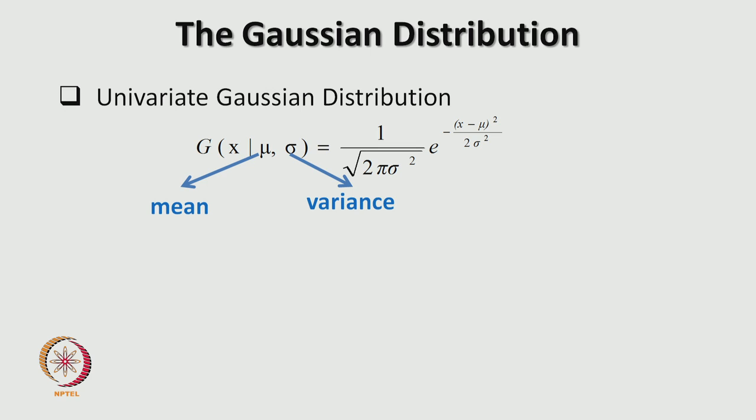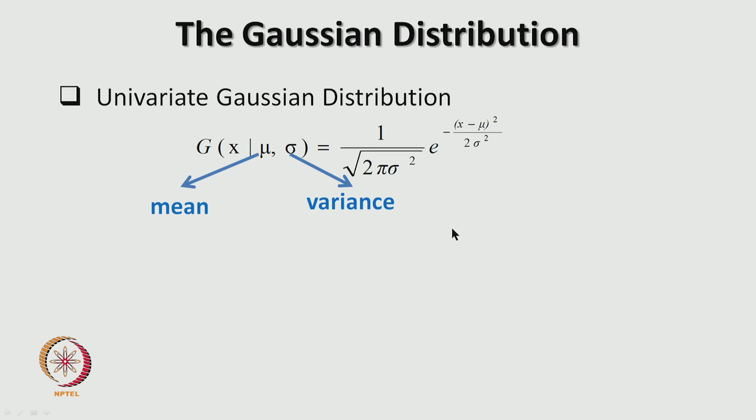This is the univariate Gaussian distribution in 1D, where mu is the mean, and sigma is the standard deviation, or sigma square is the variance. Remember, sigma is called the standard deviation, and variance is sigma square, which is here as well. This is the normalizing part of the function, and this is the exponential function.